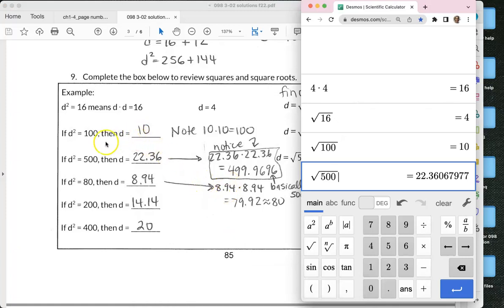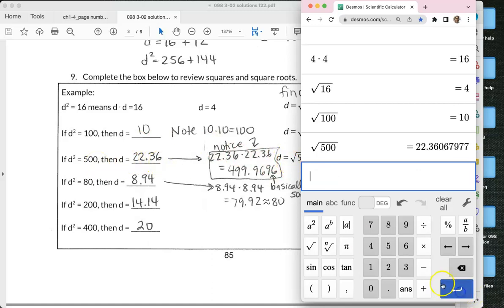So if d times d is 100, then d must be 10, because 10 times 10 is 100. D squared is 500, so I'm like, okay, what's the square root of 500? I get 22.36, and then I can check 22.36 times 22.36, and that basically gives me 500 back. So it's very, very close. Close enough.